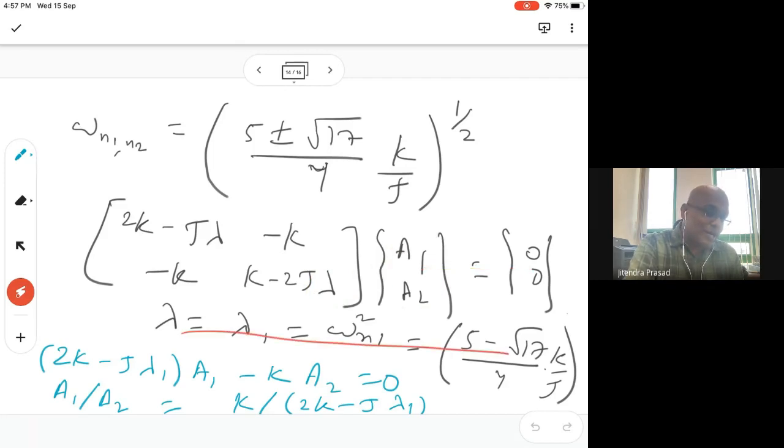Then you will automatically get A1 and A2 for this one. And here A1 over A2, if it is positive for lambda equal to 0.25, then you know that both are going the same direction, because A1 over A2 is positive. If you get negative, that means for omega n equal to 0.25, one is going positive, one is going negative. So hence they are heading in the opposite direction.